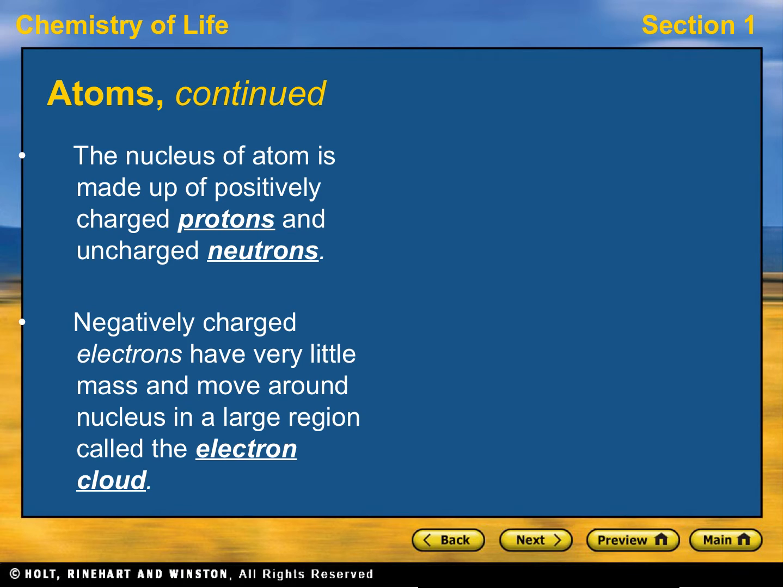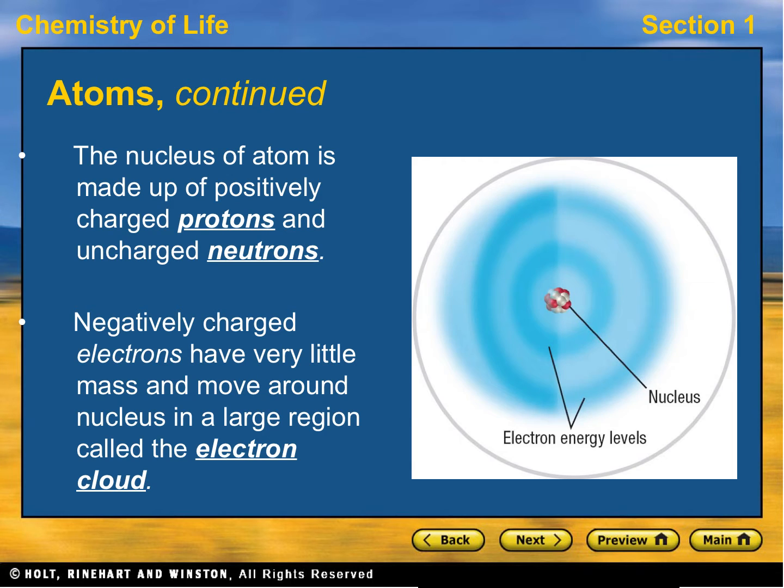Then around that positively charged nucleus, where the protons and the neutrons are, we have negatively charged electrons. The electrons have a very, very small mass, and they move around this nucleus in a large region called the electron cloud.